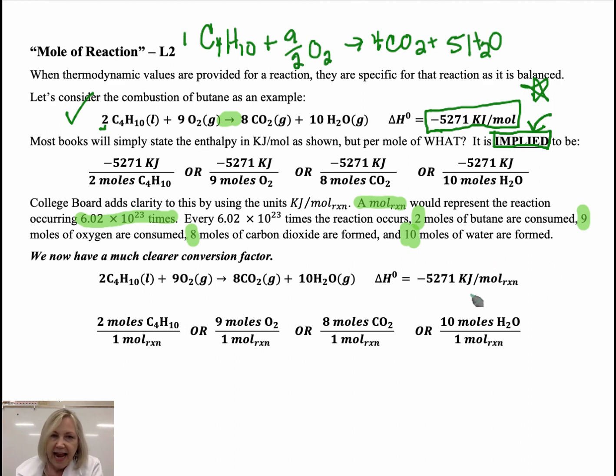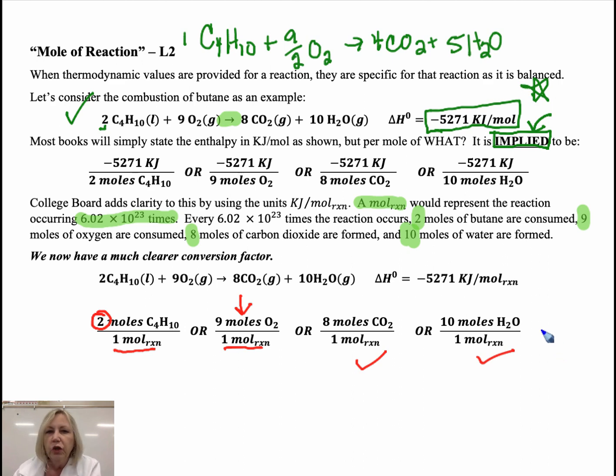So now what we would have is a new conversion factor: for every 1 mole of reaction, 2 moles of C4H10 are consumed. For every 1 mole of reaction, 9 moles of oxygen. And you could flip-flop these conversion factors at your convenience, depending on the direction you're going. And likewise for the CO2 and for the H2O. All right, and this would have applications to other units in chemistry as well. I'm just going to focus on it in terms of our thermodynamic properties.